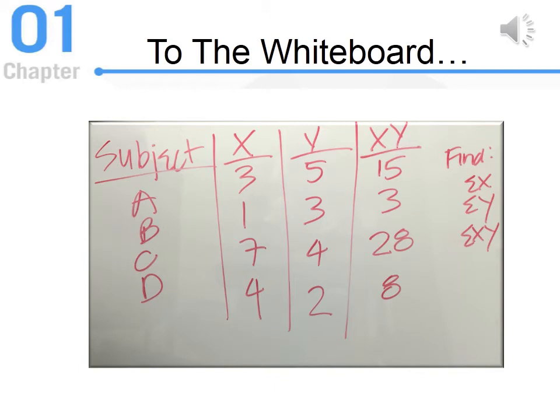Here's a little bit more complicated example where we have data from 4 different subjects. We're calling them A, B, C, and D. And we have collected values from them on 2 variables, x and y. So we have their score on some variable we're calling x and each person's score on some variable we're calling y. And we're being asked to find sum of x, sum of y, and the sum of xy.